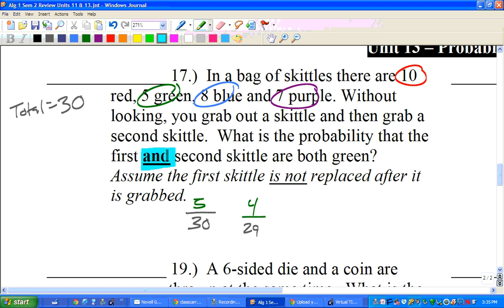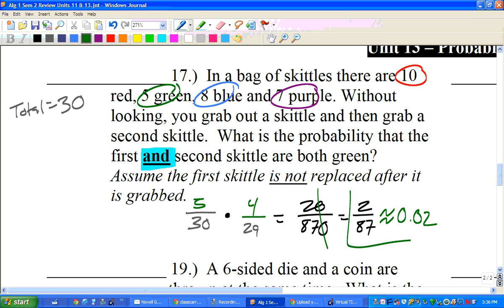Okay, now the keyword here is "and," which tells us that we have to multiply those two. When you do that, you get 20 over 870, which reduces to 2 over 87. You can do that one in your head just by crossing out the zeros. Okay? And if we were to write that as a decimal, 0.02. Okay?